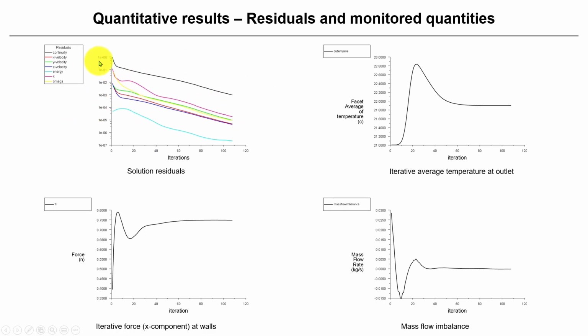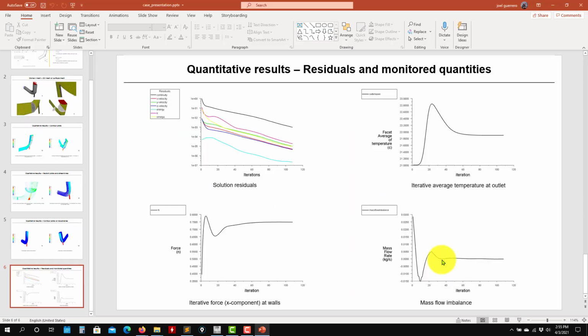okay, here. So see that we have a very nice smooth convergence. See that here we have the iterative average of temperature at the outlet. Okay, so this is the facet average. We're monitoring, for instance, here a force, okay, at the wall, so the X component. So see that they're becoming very stable. And here we have the mass flow imbalance. Okay, so see that it is close to 0. So that's all that we're going to do for this case.